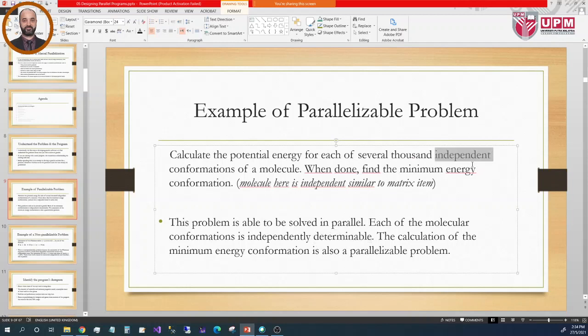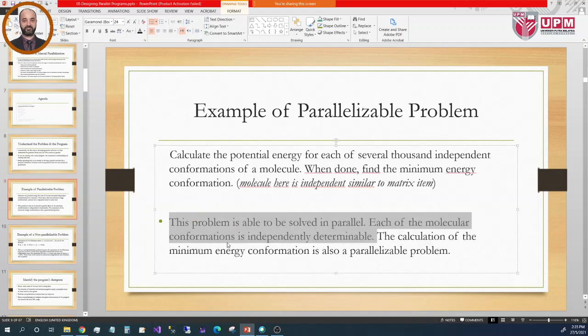Here, from the beginning, we have a clue. We had a clue about how things could be, right? So from here, we could start. Okay, this is a good sign. This is a good sign that lets us dig deeply to understand more about the nature of the problem to see whether it could be parallelized or not. Okay, so each of the molecular conformations is independently determinable. Okay, this is a very good sign.